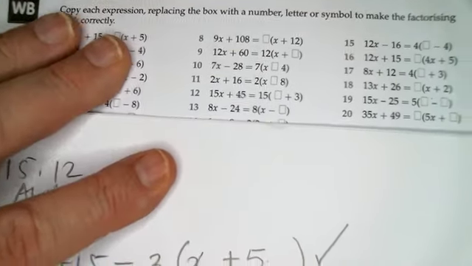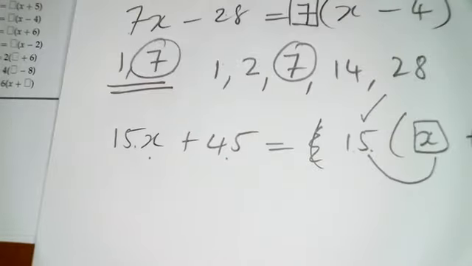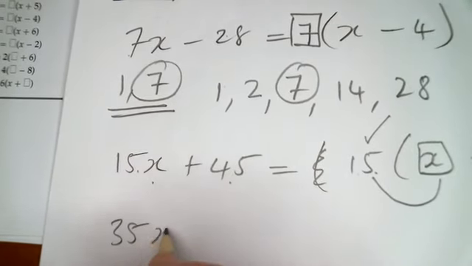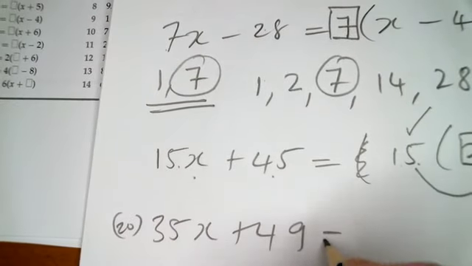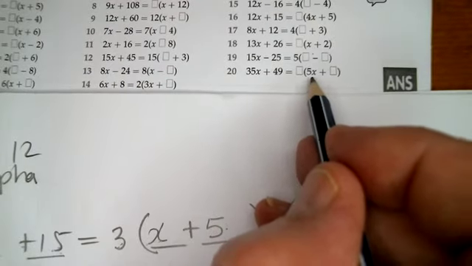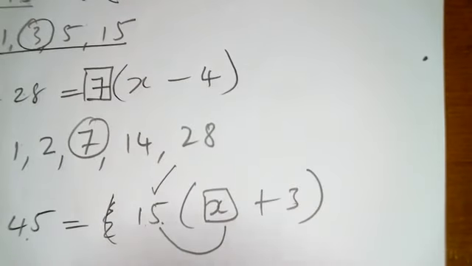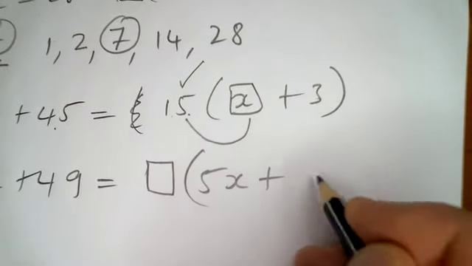Let's go straight to number 20. I've got 35x plus 49. I'll write that out. So 35x plus 49, and by the way, this is number 20, is equal to something times 5x plus something.